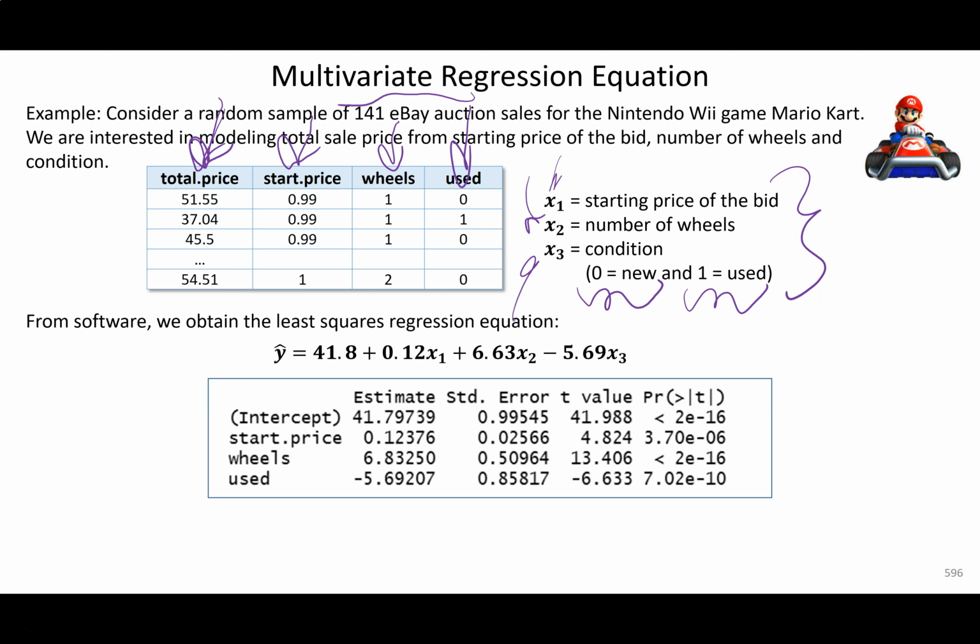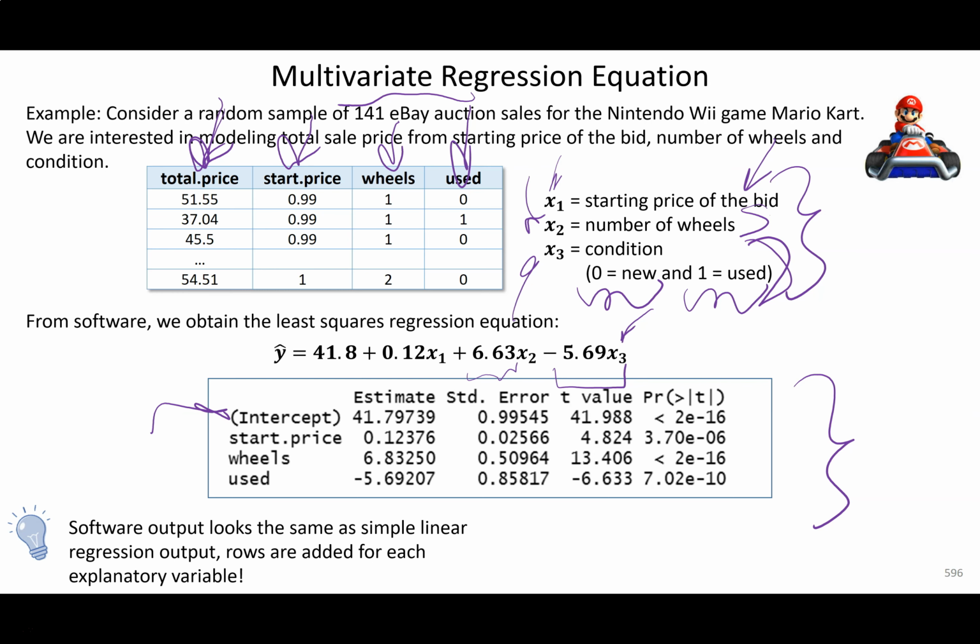So using our software, we get this output here. Here's our y-intercept, so it's about 41.8 plus 0.12, and I rounded to 2 places here since everything was in dollars, times the price of the starting bid, plus 6.63 times the number of wheels, minus 5.69 times whether or not it's used. So once again, if it's brand new, you're going to plug in the 0 for X3. If it's used, you're going to plug in a 1.